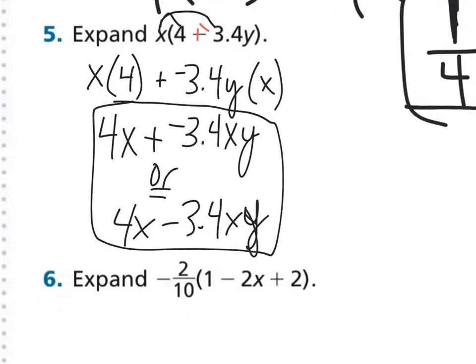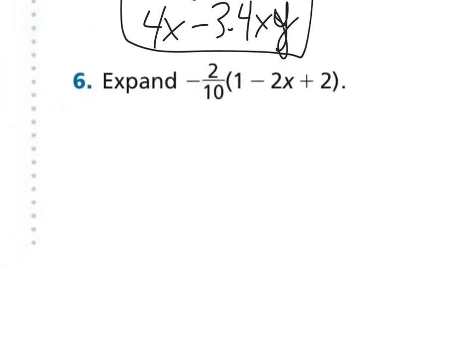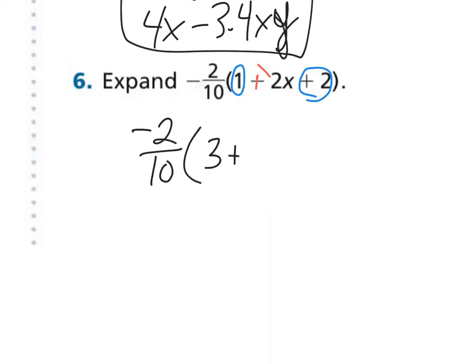So look at number 6. They want us to expand this. So again, as we've been doing, if you want to add the opposite first, you can. On this problem, we actually have like terms inside of our parentheses, so we can go ahead and combine those together first if we want. The negative 2/10 in front, if you want to reduce that to negative 1/5, you can as well.